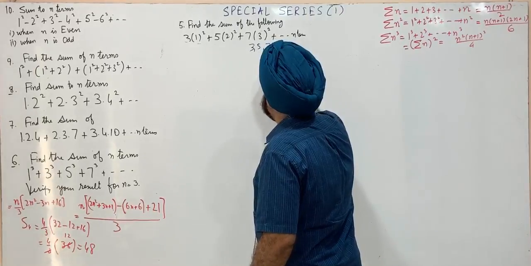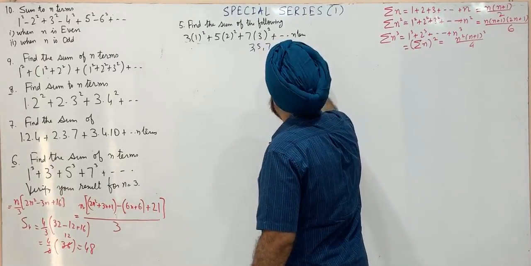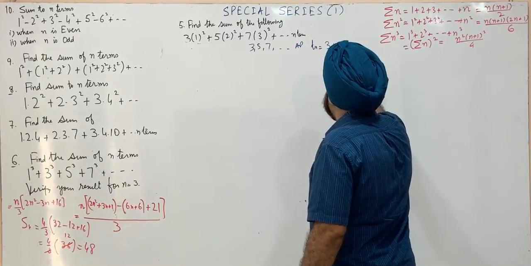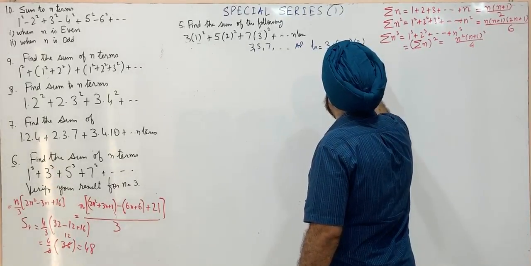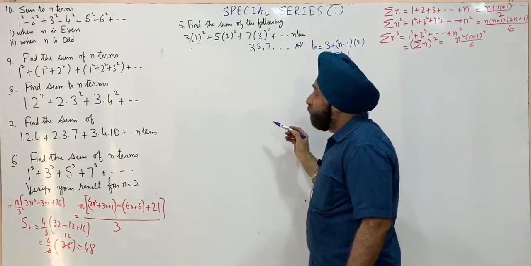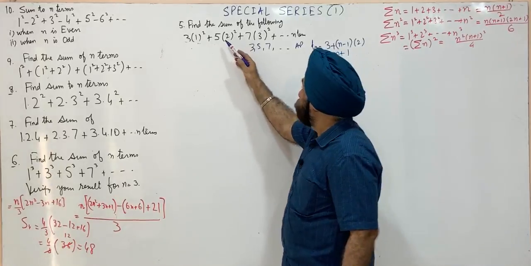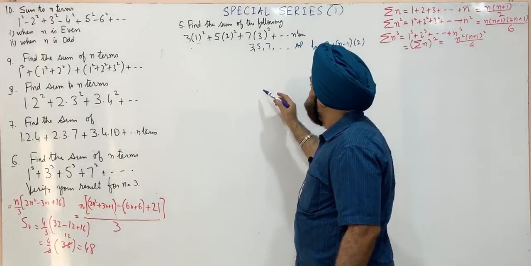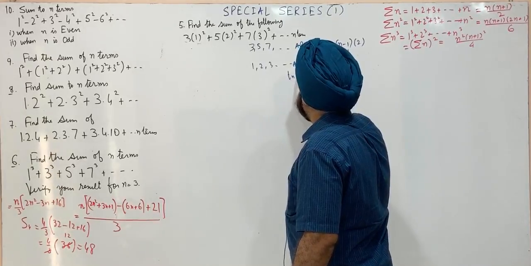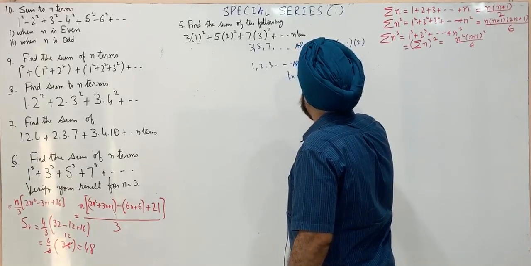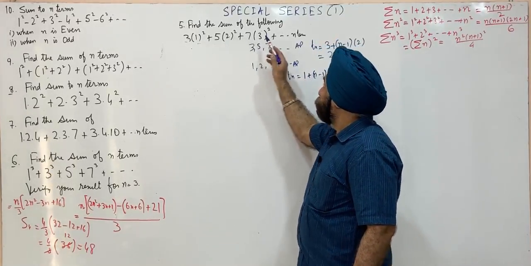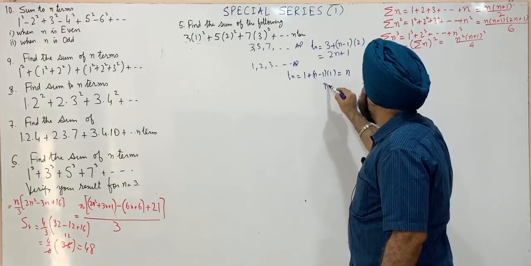First terms are 3, 5, 7, which is an AP, and nth term of this AP is a plus n minus 1 into common difference of 2. So that's 2n plus 1. What about second terms? It's 1 square, 2 square, 3 square. So 1, 2, 3, that's an AP, and nth term of that will be n. And what about nth term of 1 square, 2 square, 3 square? That will be n square.